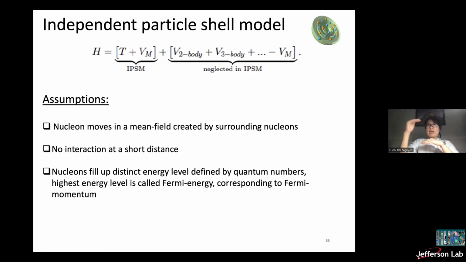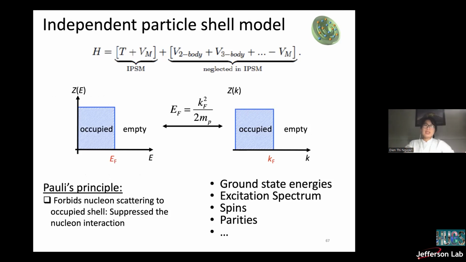And at this highest energy level, the Fermi energy level, we will be able to calculate the corresponding Fermi momentum. This one is what we use a lot later. You can think about the picture like this: they will have occupied shells and they will have empty shells. In terms of energy and momentum, the highest level will be the Fermi energy level, and in terms of momentum, it will only occupy up to the Fermi momentum as well. Nothing after that. That is based on the independent shell model assumption.